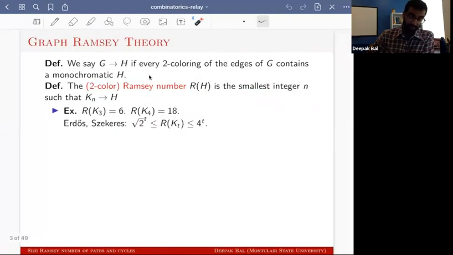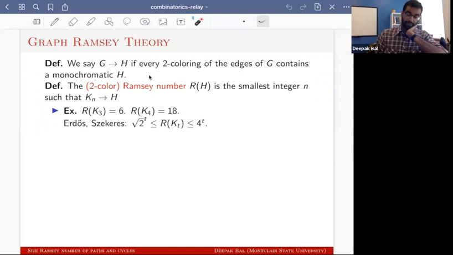So some classic results, which probably most people here know, that the Ramsey number of K3 is 6 and K4 is 18. And these bounds on the Ramsey number of a general complete graph Kt have stood for a long time, at least up to the base of the exponents, √2 and 4.